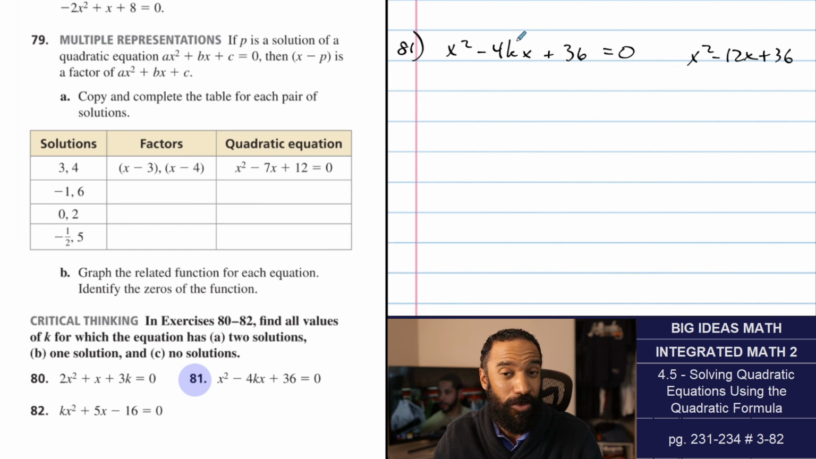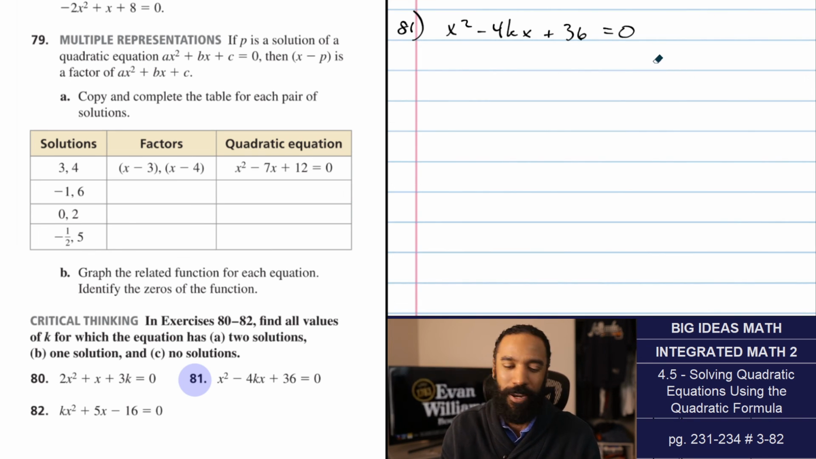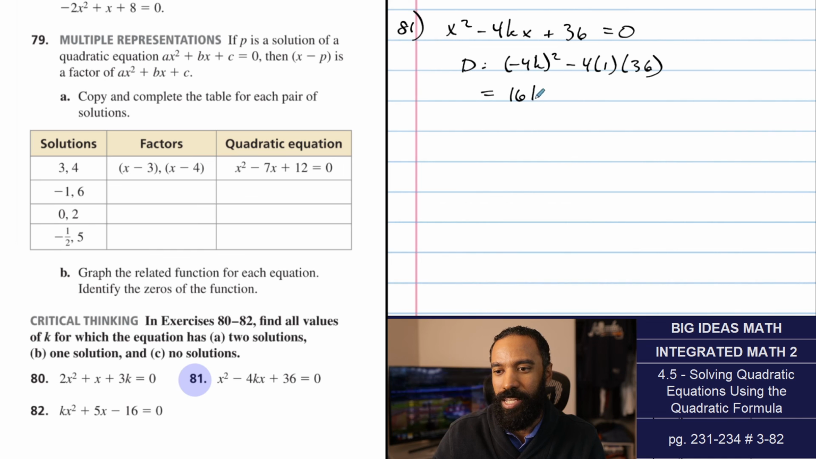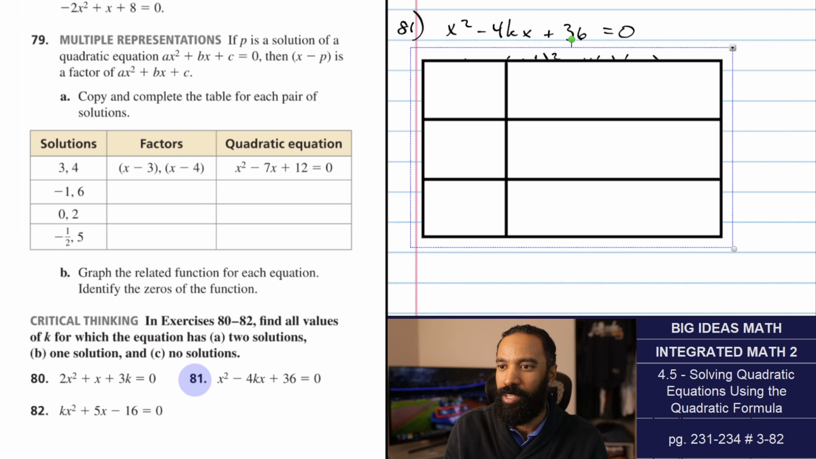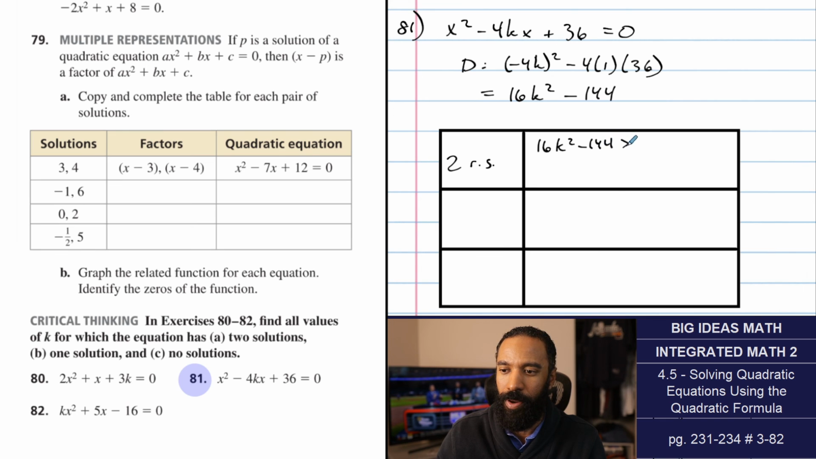So I'm going to tell you what, if k is 3, it's going to be 1 solution, or whatever. Actually, I don't know which one's greater than or less than. We might as well do it. So let's talk about the discriminant. Discriminant being b squared minus 4ac, which is 16k squared minus 144. So as far as the table goes, for 2 real solutions, 16k squared minus 144 must be greater than 0.